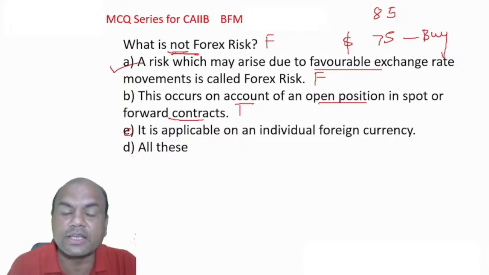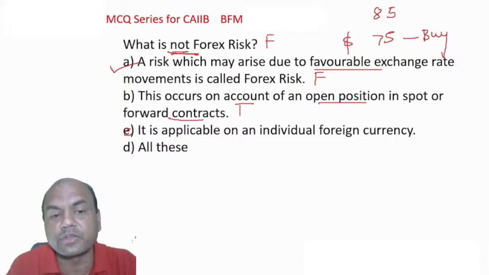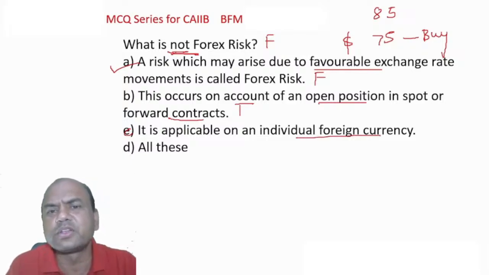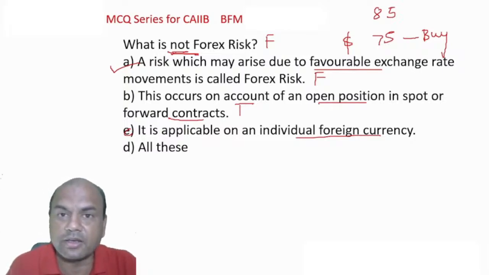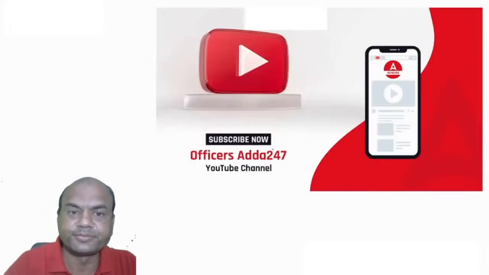Now for just checking this, as we are in the study mode, that's why it is applicable to individual foreign currency. That is also true. Individual foreign currency means same logic. I brought dollar at 75 rupees and now it is 70. Then it is applicable, right? So this is true, right?